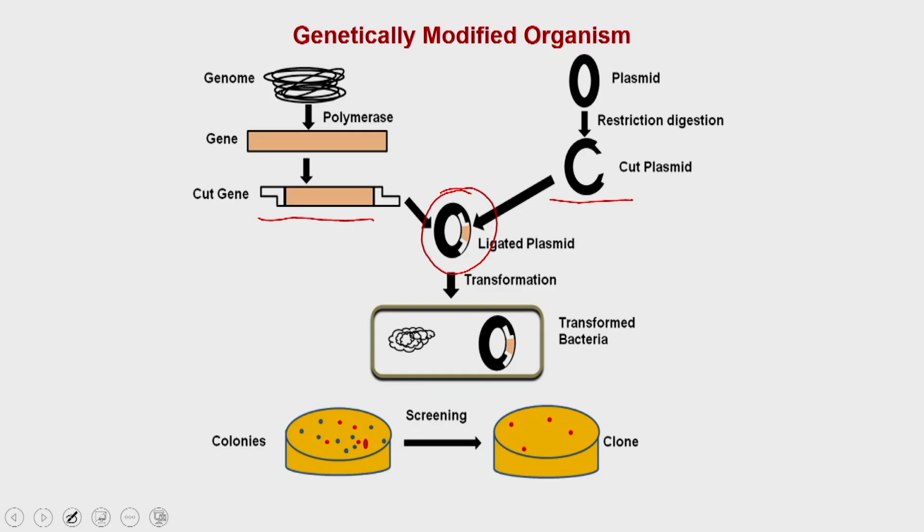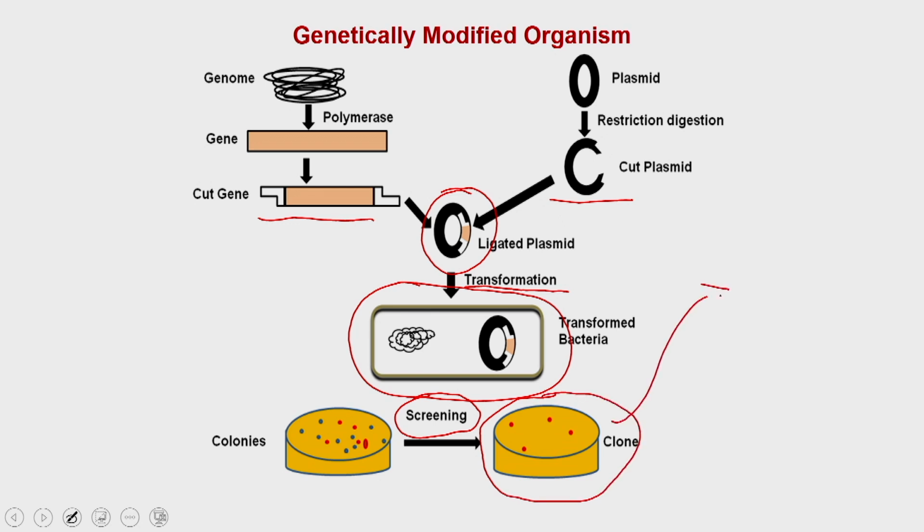That is how you are going to get the recombinant DNA, and then you are going to employ different types of DNA delivery methods to transform the bacteria, and that is how you are going to have the genetically modified organisms. Once you have this, you are going to do a screening process, so that you will be able to screen the transformed bacteria from the non-transformed bacteria, and ultimately once you get your desirable clone, this desirable clone can be used for protein production.